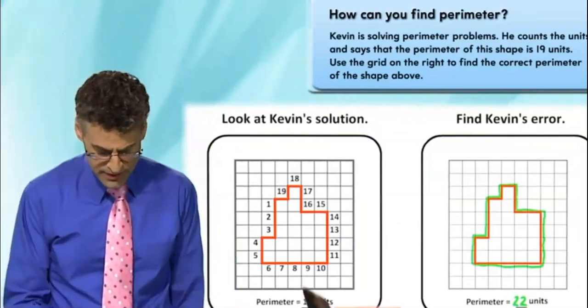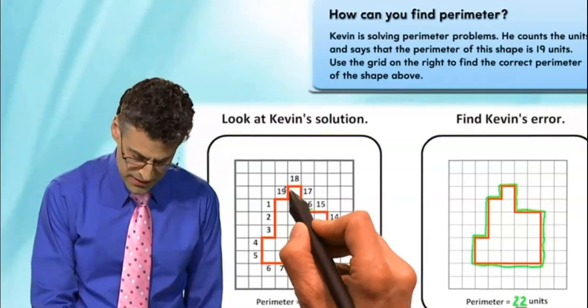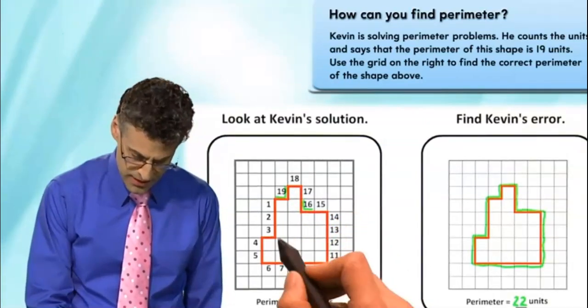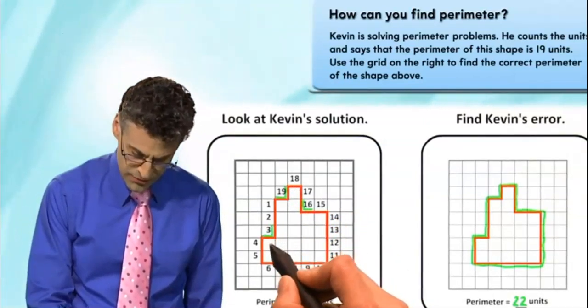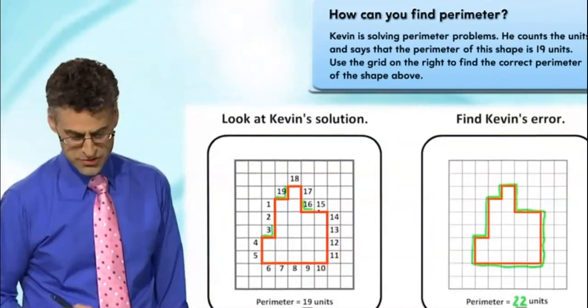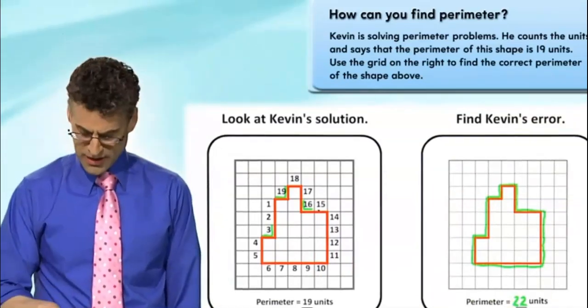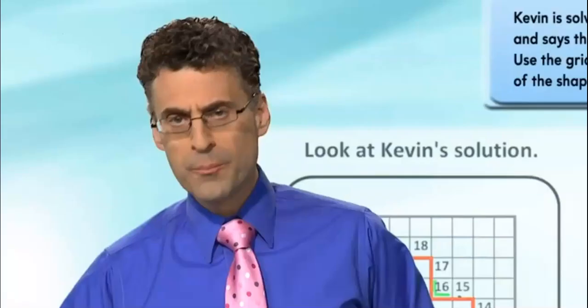And you can see where he kind of went wrong. He counted this only once, that's not so good. He counted this only once, that's not so good. And he counted this only once, when in fact that's actually 1, 2 units, 1, 2 units, 1, 2 units. So he was 3 off, and if you take 19 and add 3, you get the correct answer of 22. So perimeter is a really, really tricky thing.